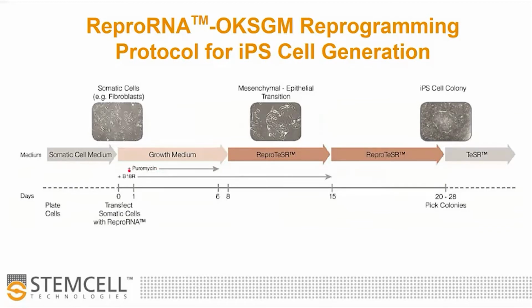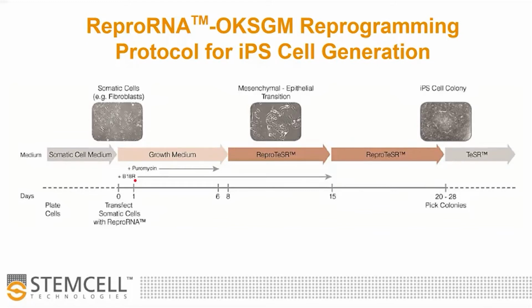So remember I said the vector has a puromycin selection cassette. So we culture the cells in a medium containing puromycin to basically rid the culture of those cells which have not taken up the vector. So you're going to get rid of a lot of background cells by adding puromycin to the medium for the first few days.